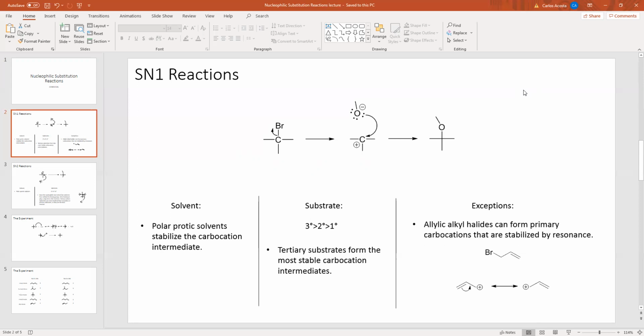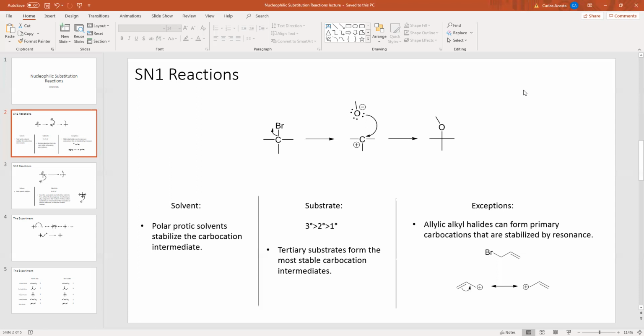Now, the solvents that promote SN1 reactions are polar protic solvents because they stabilize the carbocation intermediate. The best substrates for SN1 reactions are tertiary carbon substrates, followed by secondary, followed by primary. This is because tertiary substrates form the most stable carbocation, which is a tertiary carbocation.